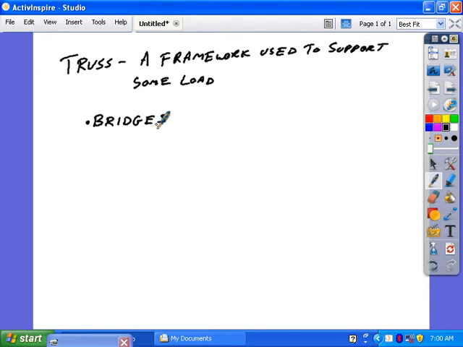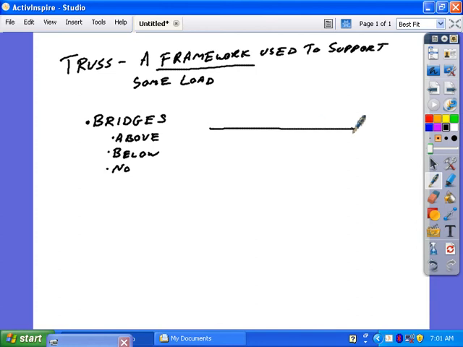Sometimes the truss support for bridges could be above the bridge. Sometimes they could be below the bridge. Right? It really depends on the bridge itself. And sometimes there will actually be no trussing whatsoever. Right? The key thing here is a framework. Some of the older style bridges are going to, instead of having this general type of a shape to it, or whatever else you may have.